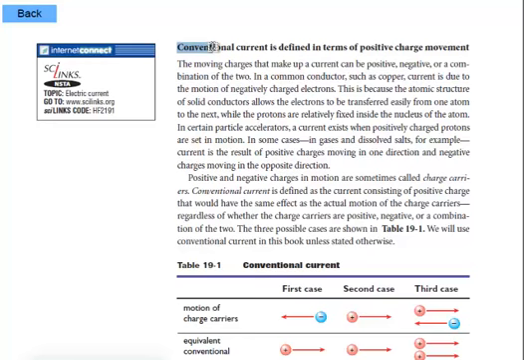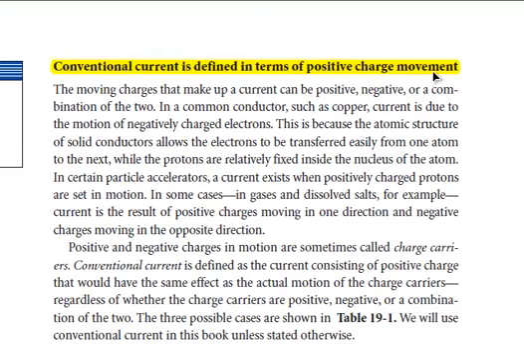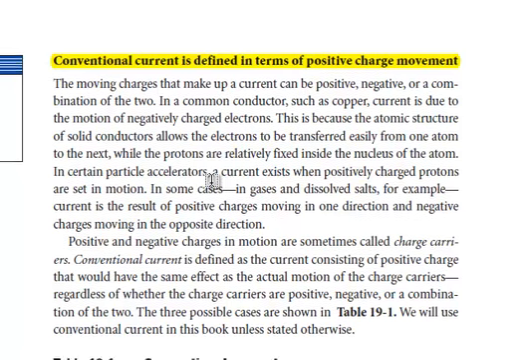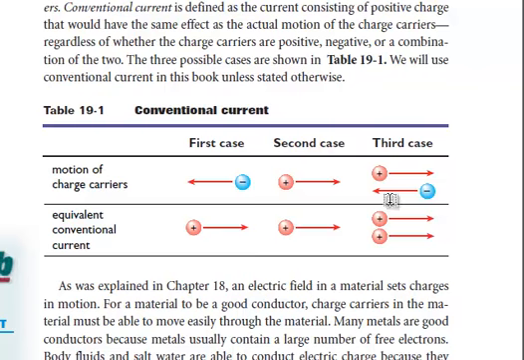Know the difference between conventional current and just the generalized direction of charge motion. Conventional current is always defined in terms of positive charges, whether the actual charge carriers in the wire or the solution or the object are positive, negative, or a combination of the two. So you see a nice little table down here, table 19.1. Conventional current is always going to be referenced as if it's positive.